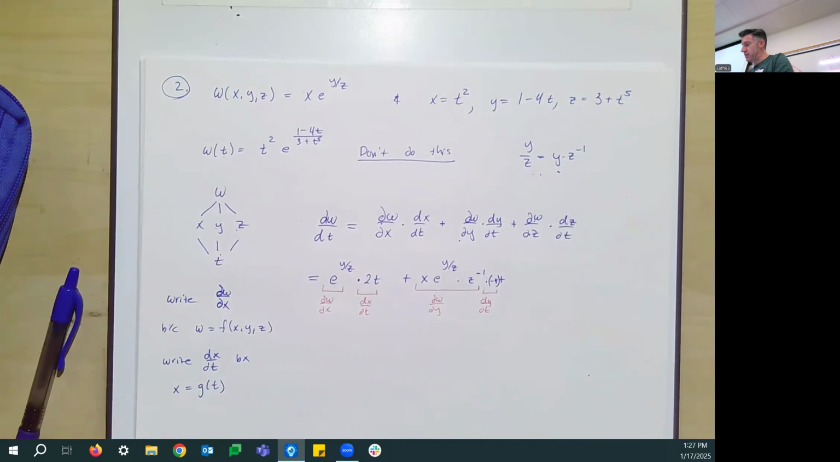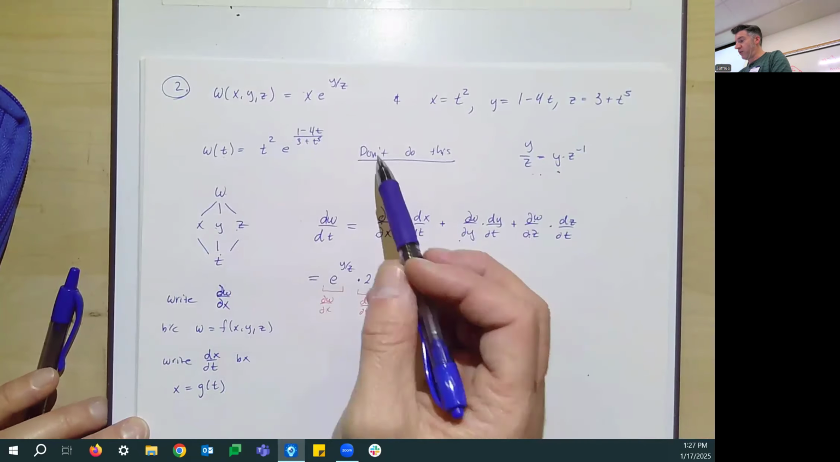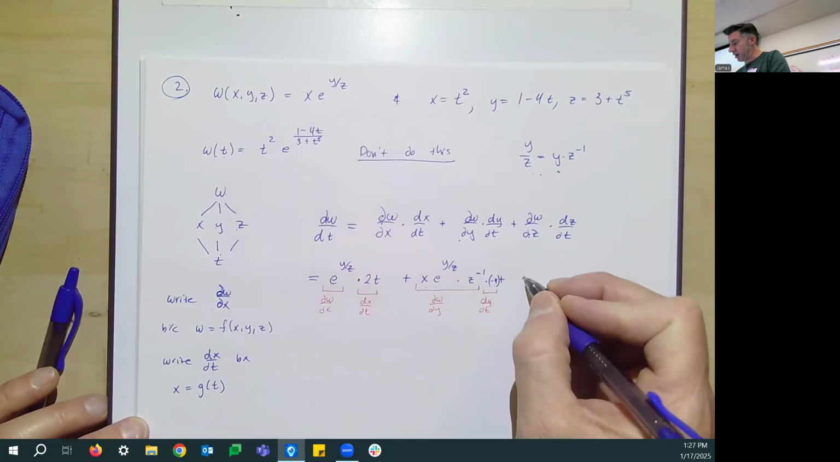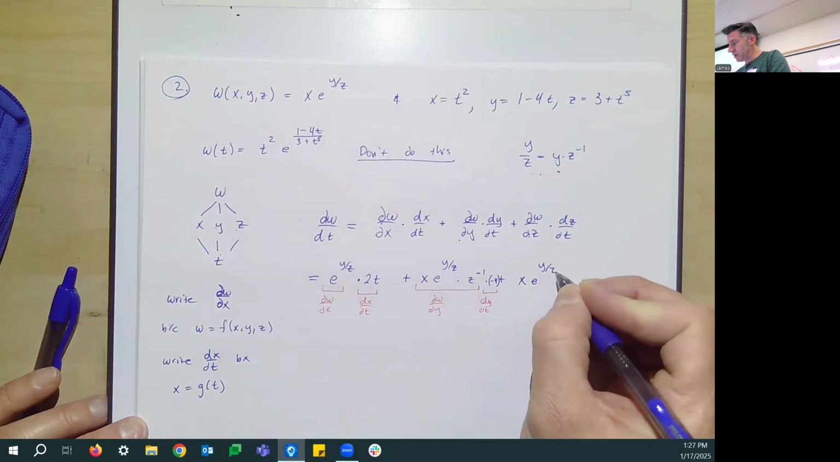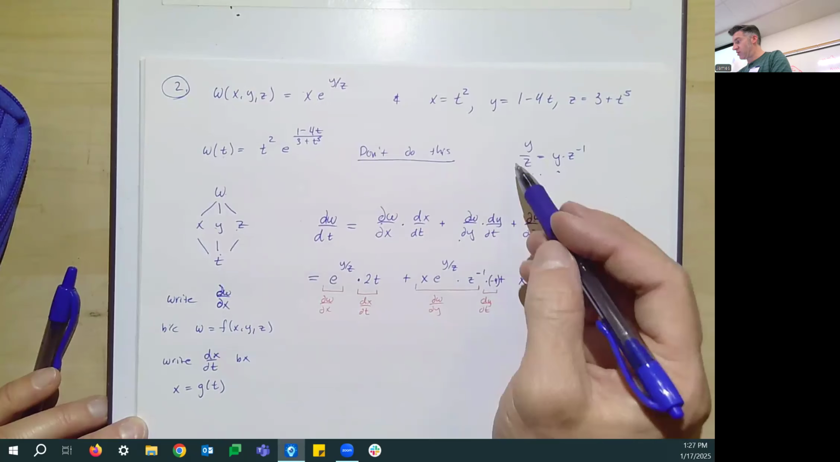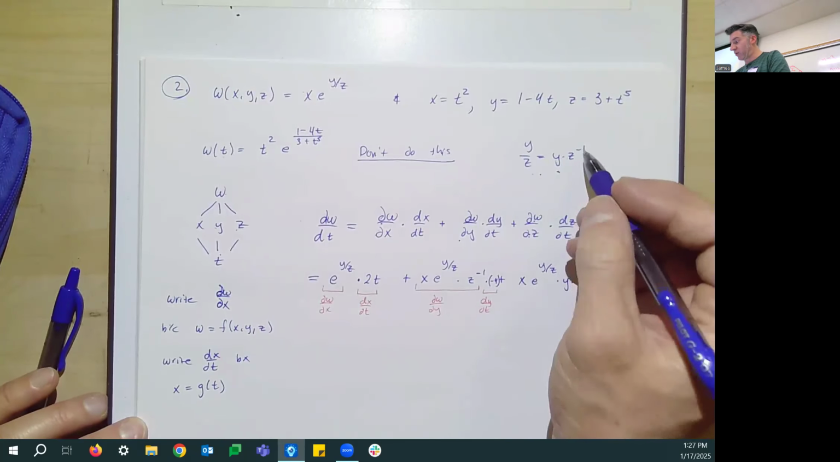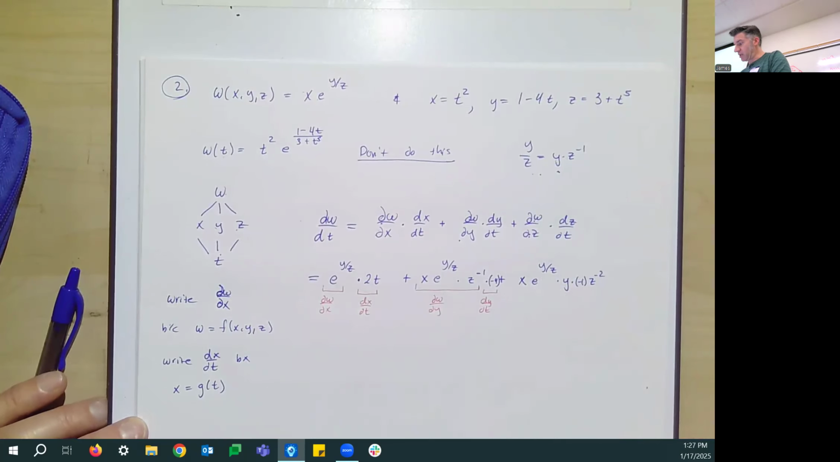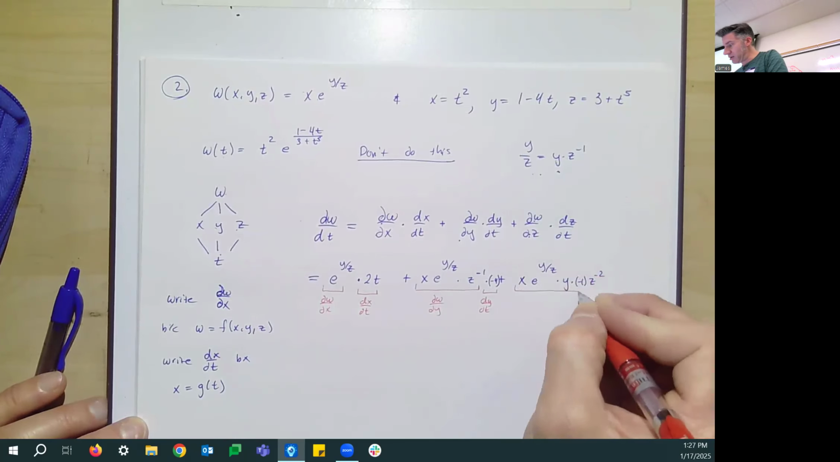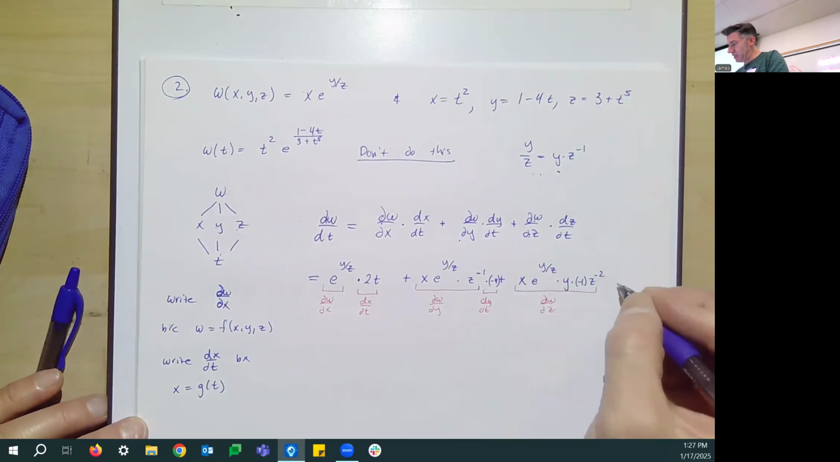Finally, plus my del w del z. So if I'm differentiating this with respect to z, the x constant hangs out. The derivative of e to the stuff is e to the stuff times the derivative of that stuff, and the derivative of y times z to the negative first is going to be y times the derivative of z to the negative first, which is -1 times z to the negative second. That's my del w del z. And then we have to multiply by dz dt, which is going to be 5 times t to the fourth.